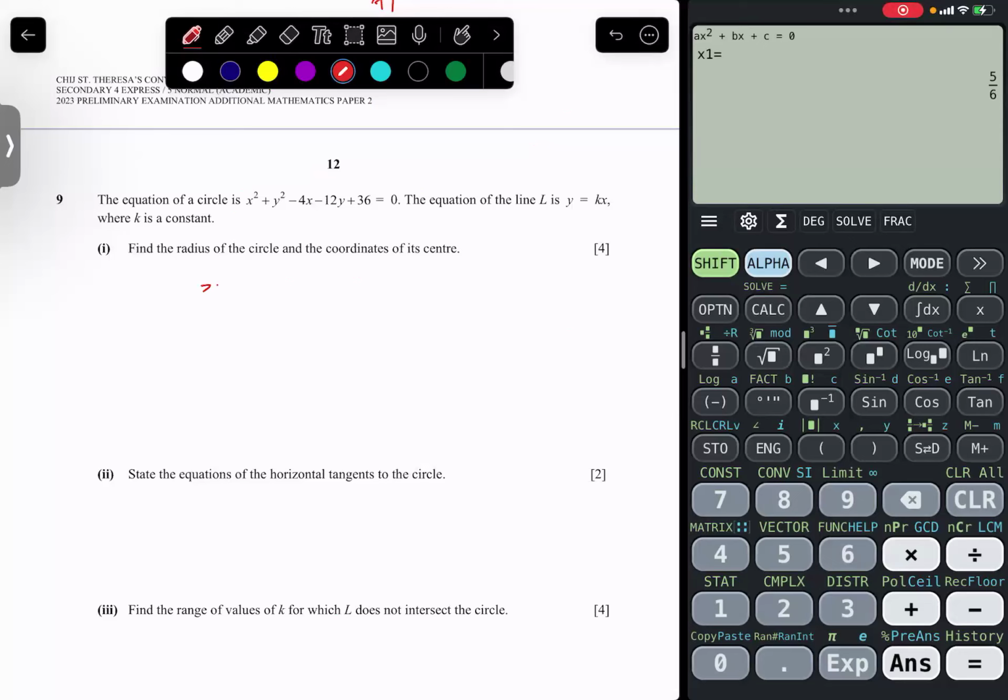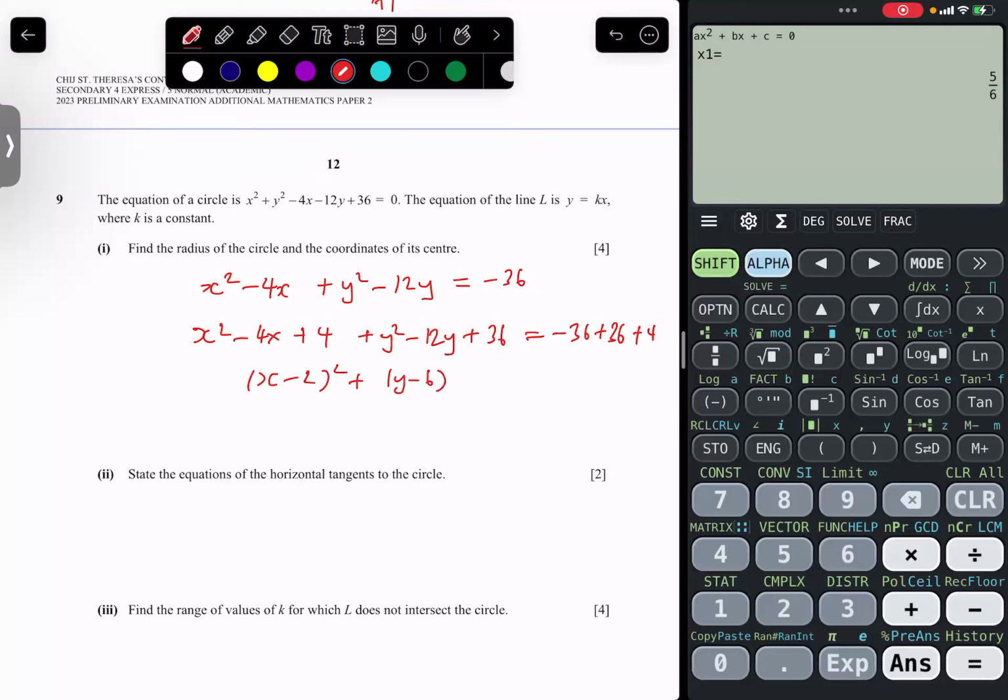x squared minus 4x plus y squared minus 12y equals negative 36. x squared minus 4x plus 4 plus y squared minus 12y plus 36 equals negative 36 plus 36 plus 4. So (x minus 2) squared plus (y minus 6) squared equals 2 squared. So the center is (2, 6). The radius is 2.